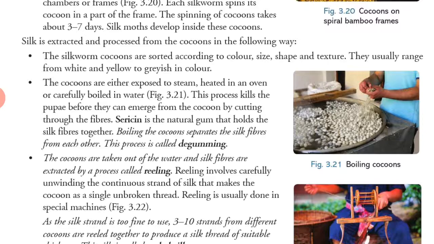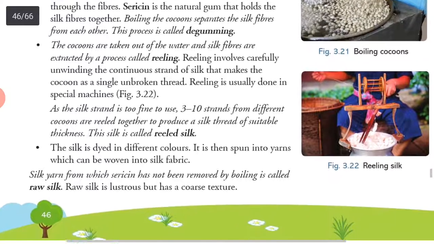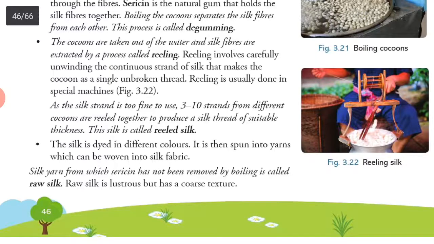Cocoon single unbroken thread. Reeling is naturally or usually done in special machines. As a silk strand is too fine to use, 3 to 10 strands from different cocoons are reeled together to produce a silk thread of suitable thickness.